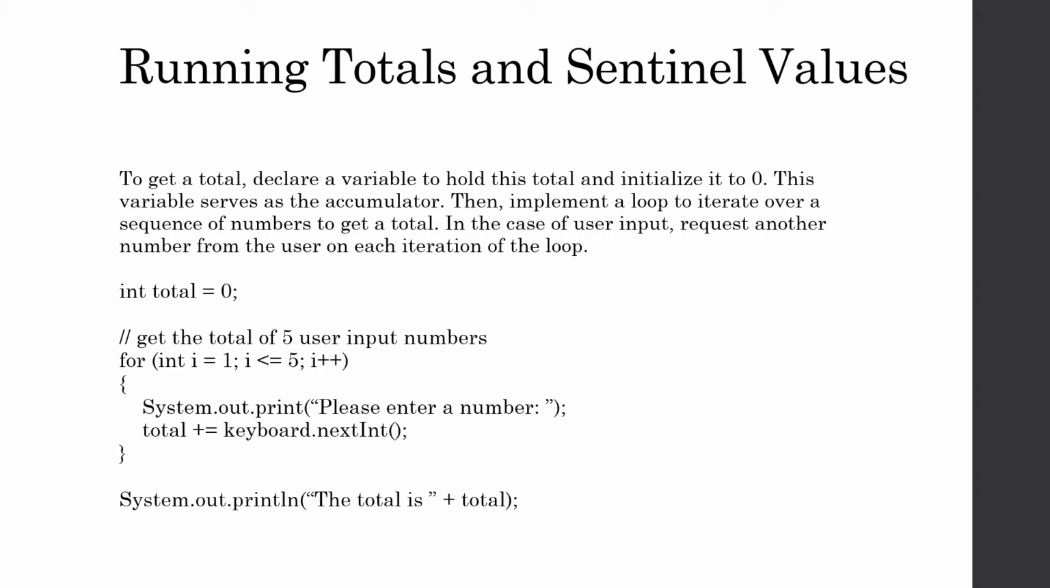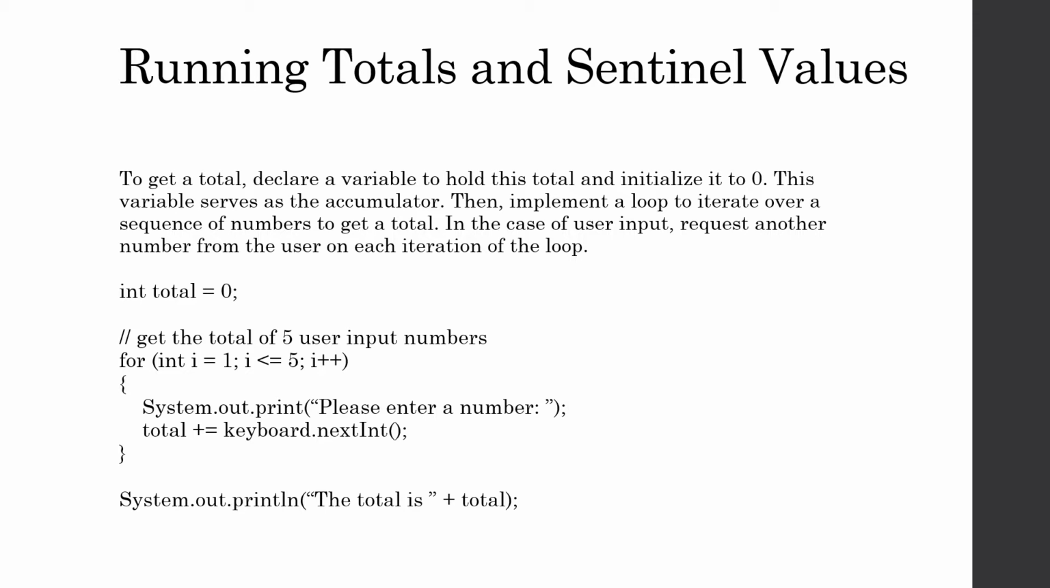So we can see two different ways to do this. One is to just immediately do the calculations with some known set of numbers. The other is if you want to ask the user to go ahead and add some numbers together for us. So to get a total, we're first going to declare a variable to hold this total. So we need somewhere to store it. And we're initially going to make it 0.